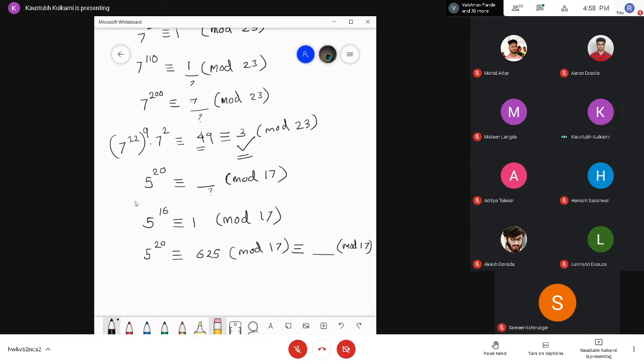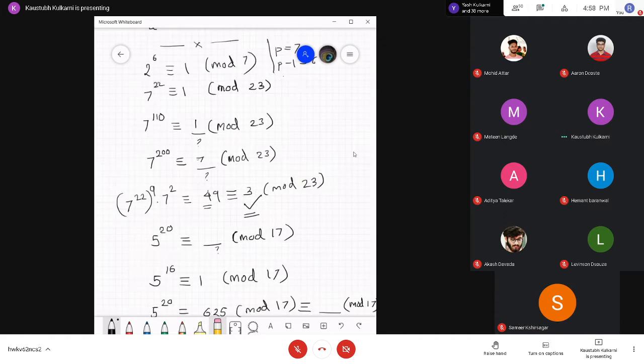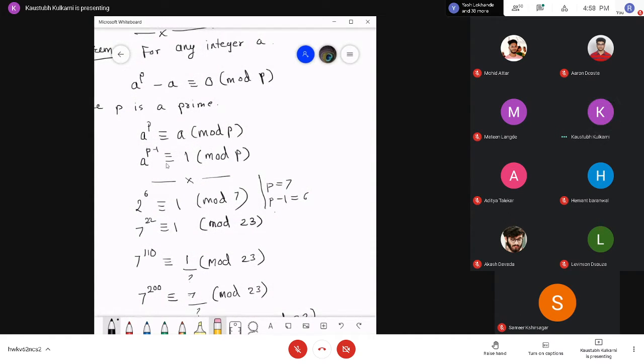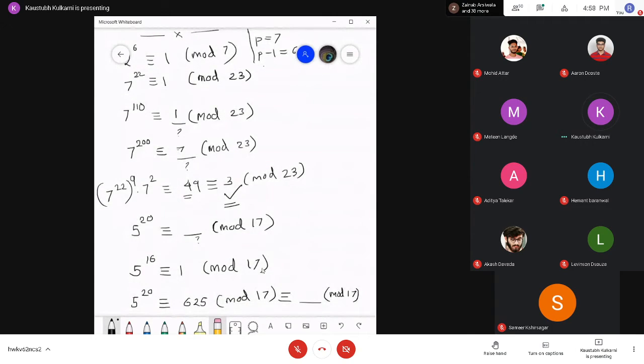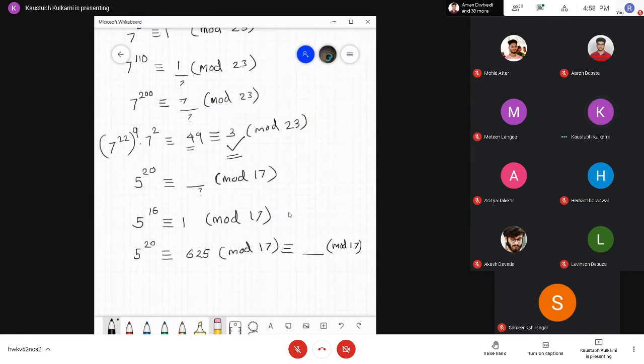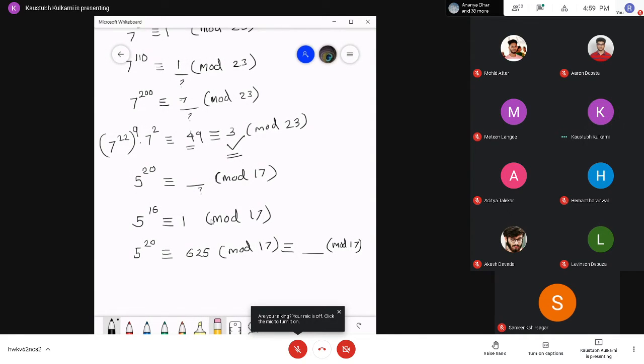Okay. So this was the question: 5 raised to 20, I am dividing it by 17. What will be the remainder? By Fermat's theorem, a raised to p minus 1 is congruent to 1 mod p. In this case, 17 is the prime number p and a is 5. Therefore, 5 raised to 16 is congruent to 1 mod 17. This step is clear, Matin? Yes, sir. Okay.